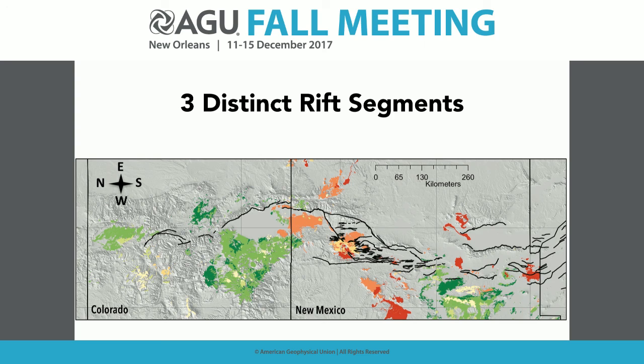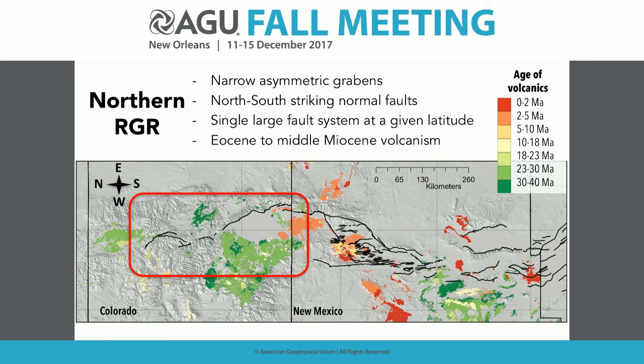And these segments are really defined by both the structure, the spatial orientation of the structures, and the magmatism in the region. So the northern Rio Grande Rift I define as this section with the red box around it, and you can see that the major faults associated with this part of the rift are very long north-south striking normal faults that bound asymmetric basins, and that there's one really large single fault system for each latitude, each basin. And then you can see that this green volcanism here is actually pre-rifting volcanism. This is early Cenozoic, before rifting begins.